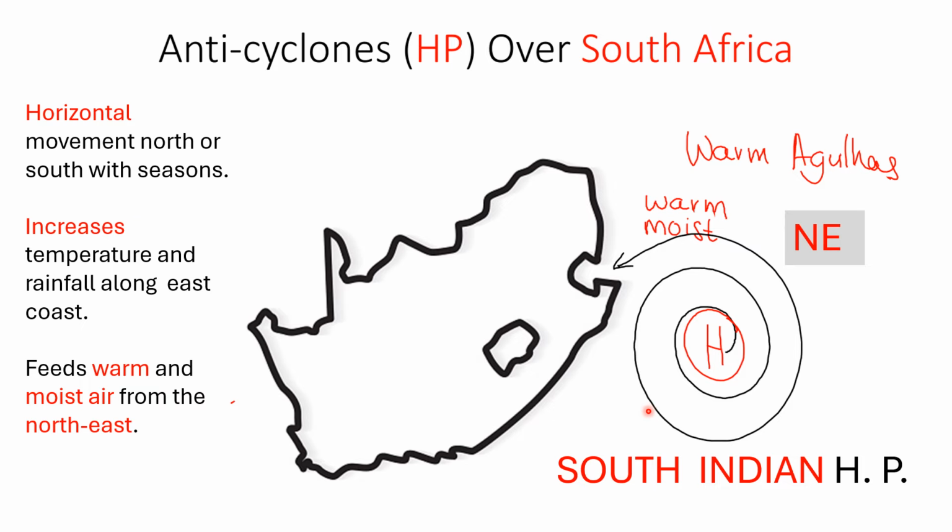The South Indian high pressure is located over the Indian Ocean, where there's the presence of a warm Agulhas current. Air traveling over this current becomes warm and moist. This air associated with the South Indian high pressure that reaches the coastline of South Africa increases temperature and rainfall along the east coast. The South Indian high pressure feeds in warm, moist air from the northeast of the country, and again this warm moist air from the northeast is an important component for the development of line thunderstorms over South Africa.